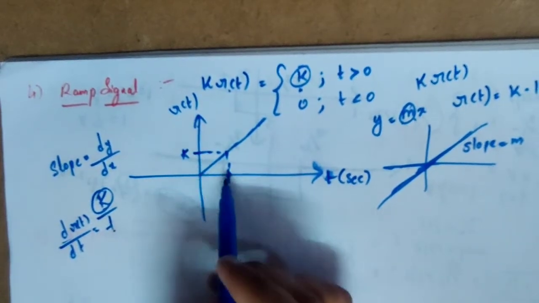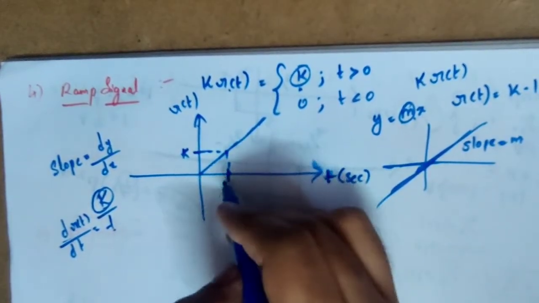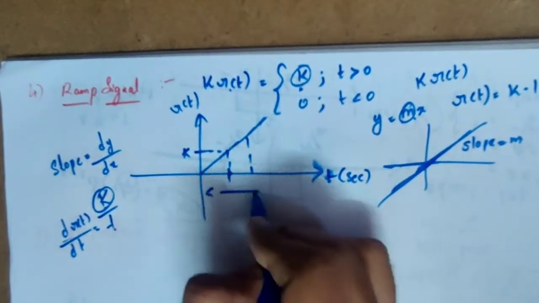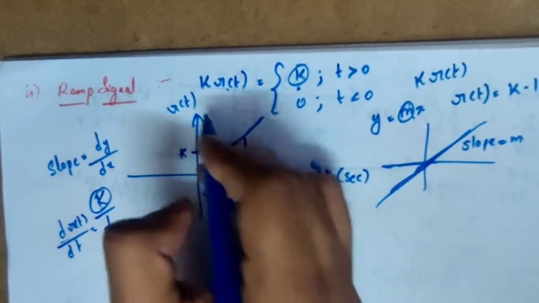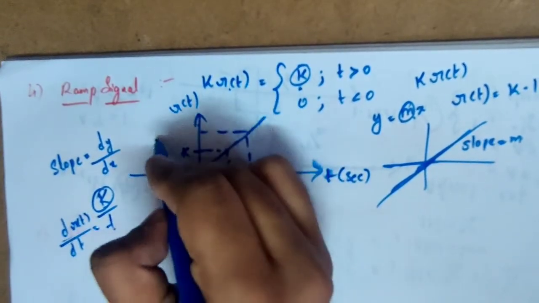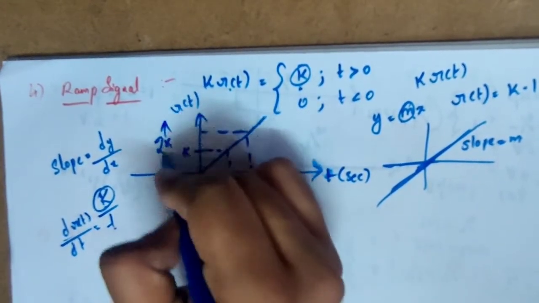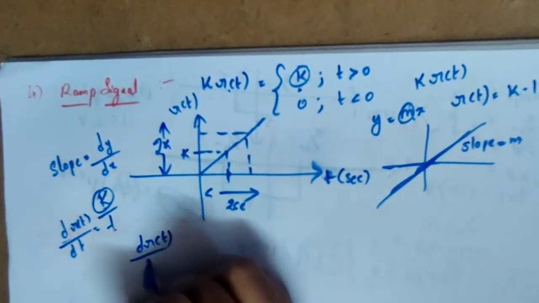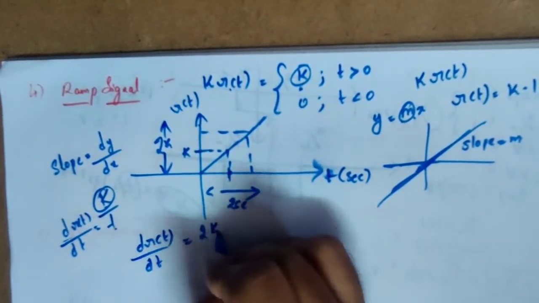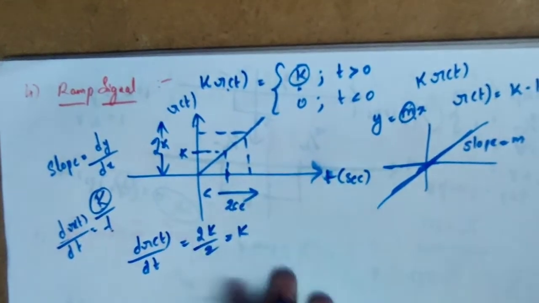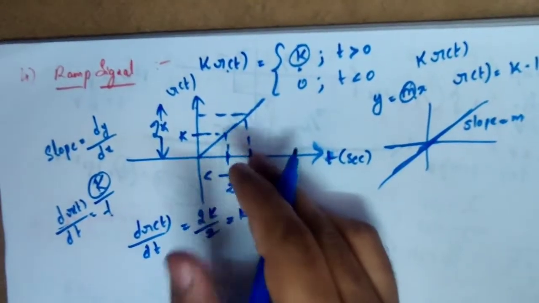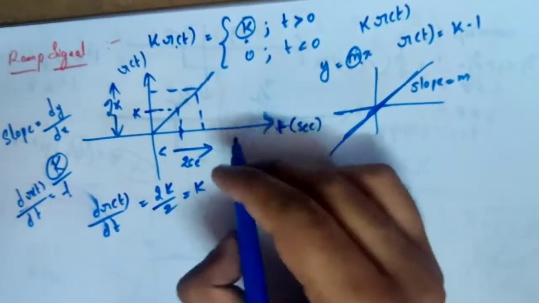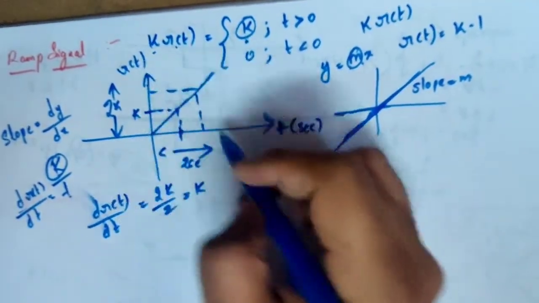slope. So for each 1 second of time, if the time is 2 seconds, then what should be the amplitude? It should be 2k. That is when dr of t divided by dt is equals to 2k by 2. The slope would become k. So this is about the ramp function. This is a general ramp function. When it is the unit ramp function, the slope should be 1.